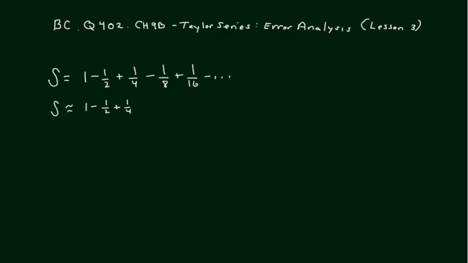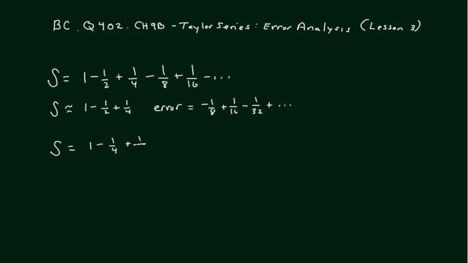Okay? So that would be accurate to some degree, but you would see that there is an error in this approximation. The error would be negative 1/8 plus a 16th minus a 32nd, and that pattern would continue for the error in approximating that. If we look at a second sum, and let's let this sum be 1 minus a fourth plus 1 over 192 minus 1 over 46,080.